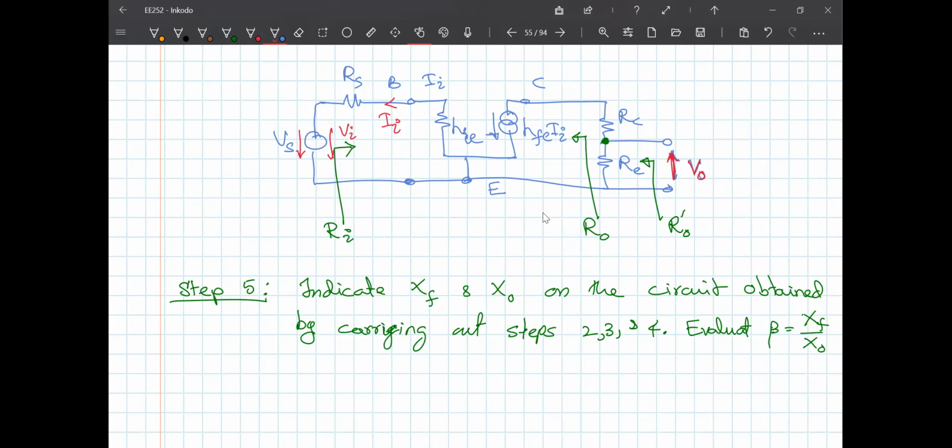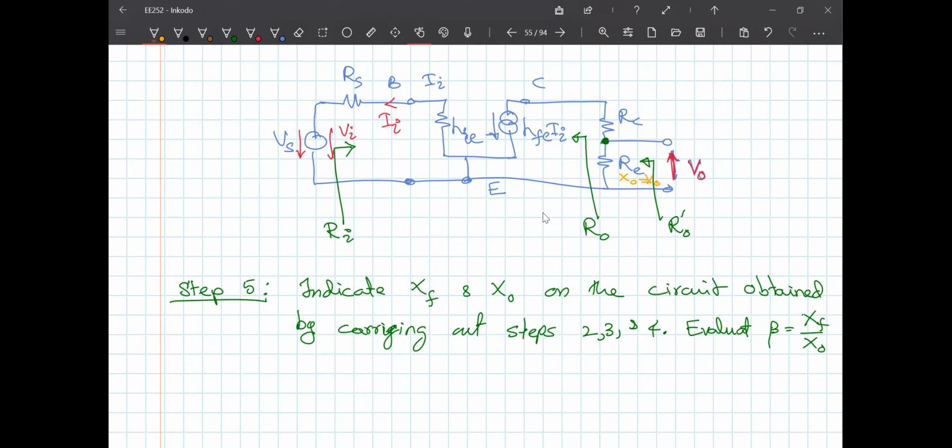Okay, so we know this is the V out, so this is X out equal to V out. Also, sorry, this direction is this way.